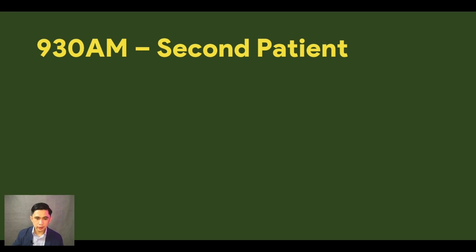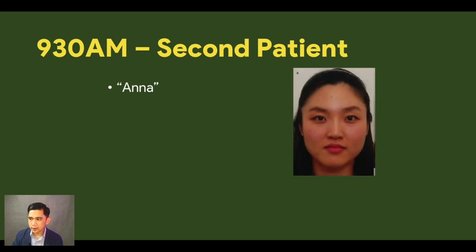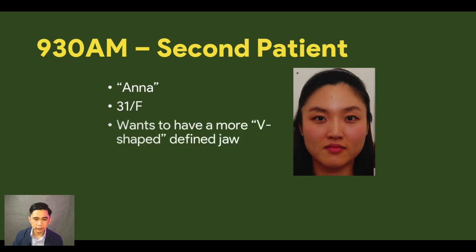9:30 in the morning, we have a second patient in the aesthetic center. We have Anna, a 31-year-old female who came to you because she wants to have a V-shaped defined jaw. A lot of people right now on social media want a V-shaped defined jaw.